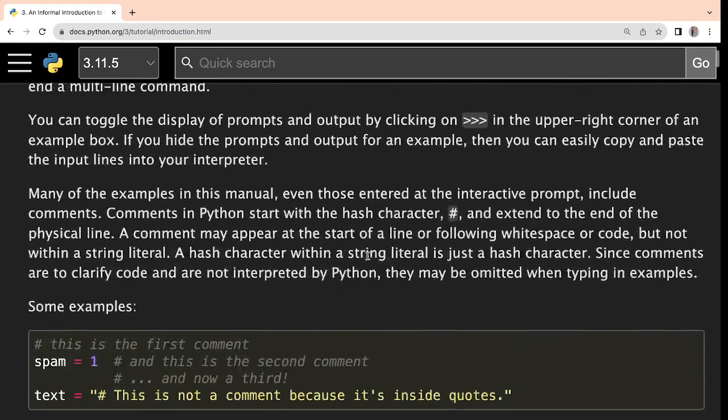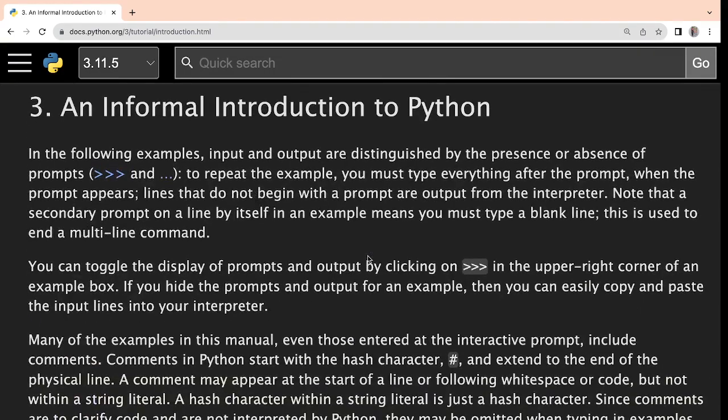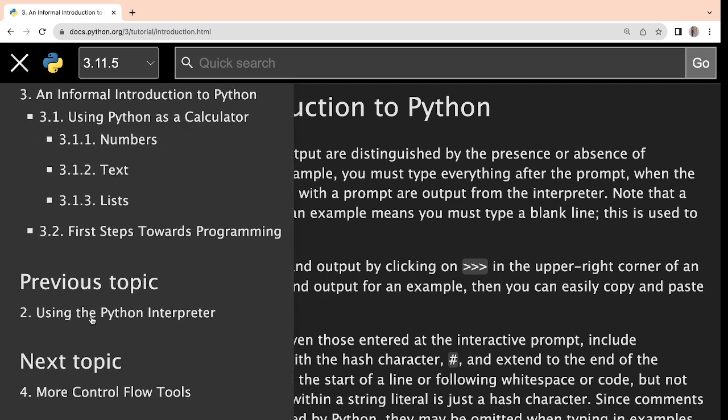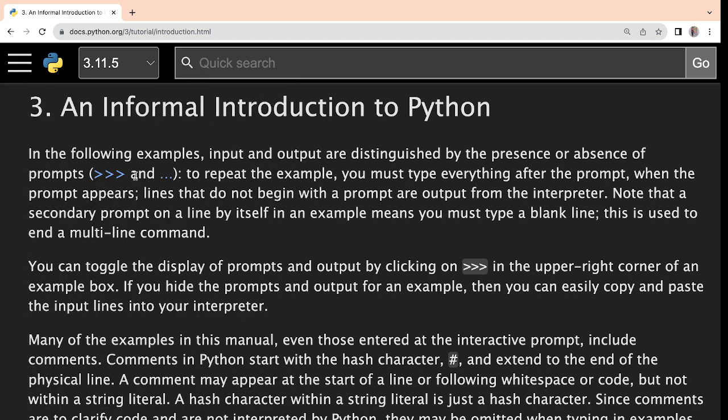In the previous lecture, I discussed prompts in detail. This one is known as the primary prompt and this one is known as your secondary prompt. If you have not watched the previous lecture, I recommend that you watch it. The previous topic was using the Python interpreter. You can see that video, you will understand everything about prompts, and then you can continue here.